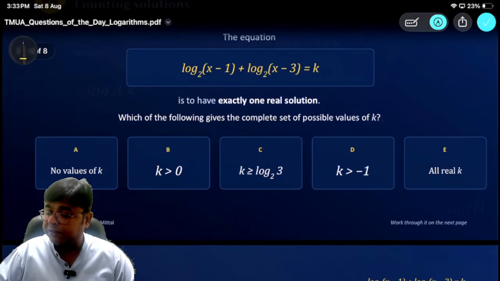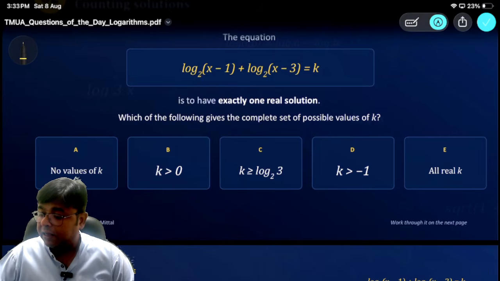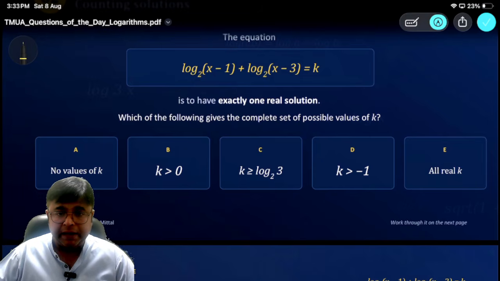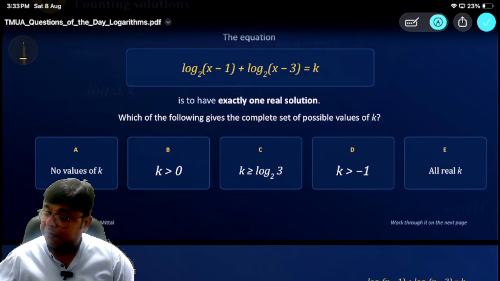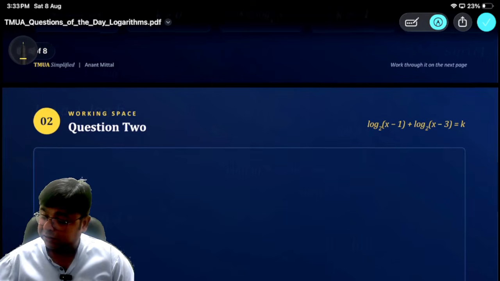Now let's move on to the next. They're saying the equation is this, and it is to have exactly one real solution. Which of the following gives the complete set of possible values of k? Again, a very TMUA specific question. This can also be asked as an error in proof question, because here there are initial conditions.